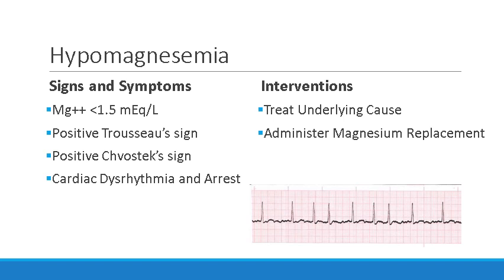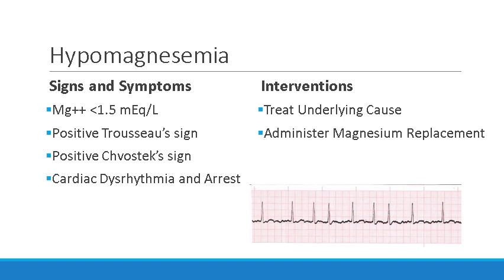Signs and symptoms: magnesium that's less than 1.5 milliequivalents per liter. These individuals are also going to have a positive Trousseau sign and a positive Chvostek sign. So we talked about that with calcium as well. So making sure that in your chapter and in the videos that makes sense to you what those are. Cardiac dysrhythmia and cardiac arrest.